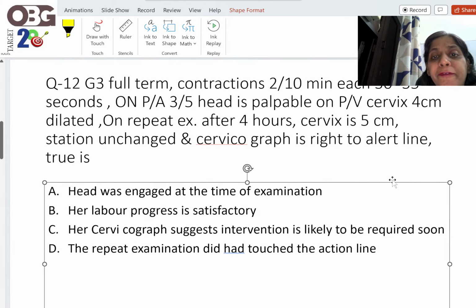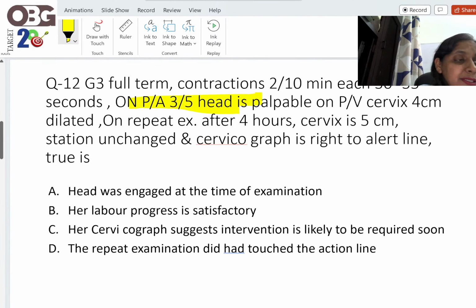On PA, 3/5 head is palpable. Nimra, can you tell me when the head is engaged? When will you say that the head is engaged? 2/5, so the head is not engaged. So this option is wrong, that the head was engaged at the time of examination.